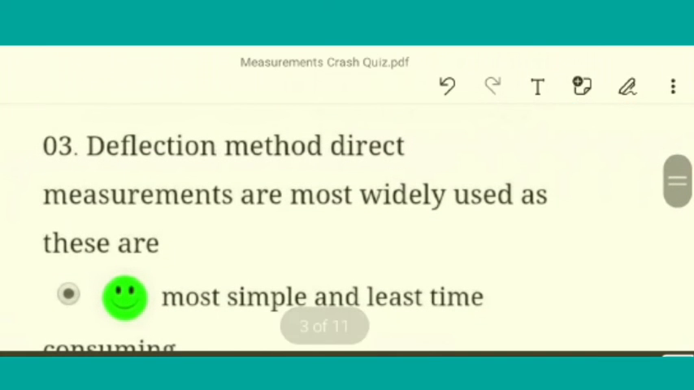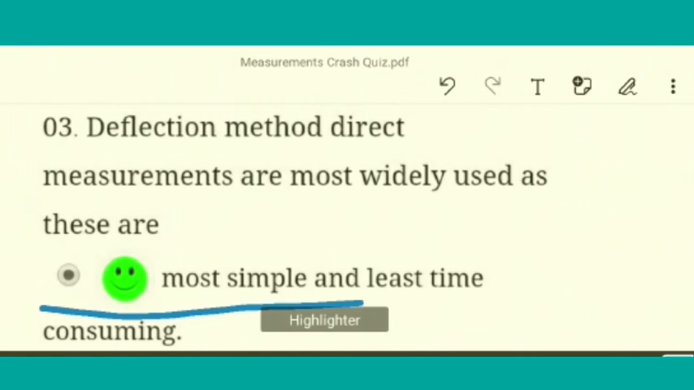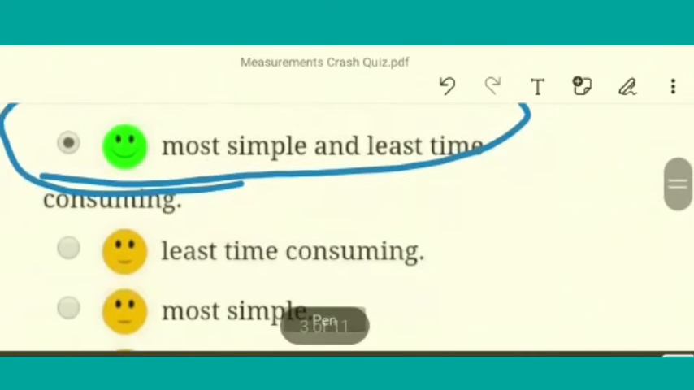Our question is, deflection method direct measurements are most widely used as. We know that the deflection method is the method in which the pointer gives out the measured value directly. So it's the most simple and least time consuming method, because here our pointer is giving an accurate and very simple reading. It is giving our measured value, so our option A will be the correct answer.